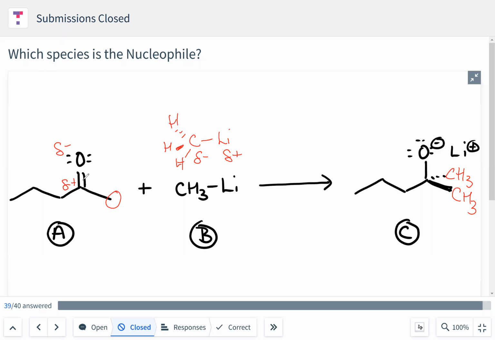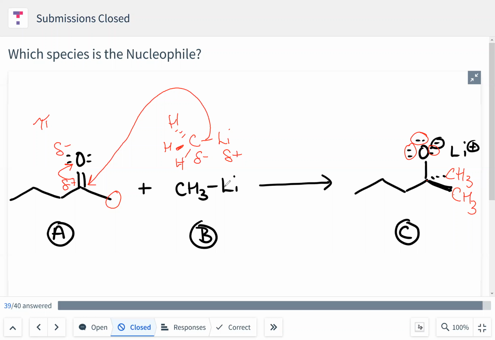So if we're drawing our arrows, carbon's using its electrons to make a bond with carbon. And then this carbon over here, the carbonyl carbon, has already got 8 electrons. So if we're making a bond, we have to move those other electrons up. The pi electrons in the carbonyl move up to the oxygen. Now we've got 3 lone pairs and a negative charge, and we made this carbon-carbon bond.